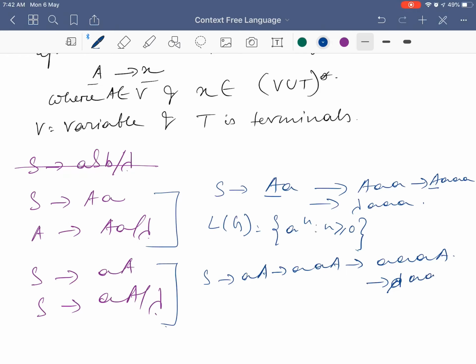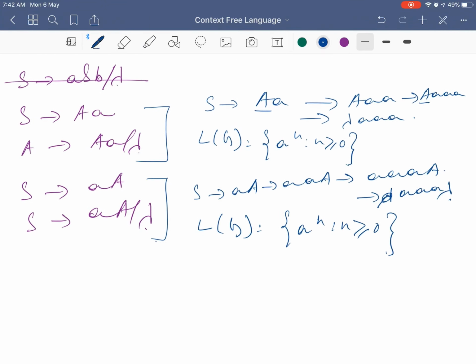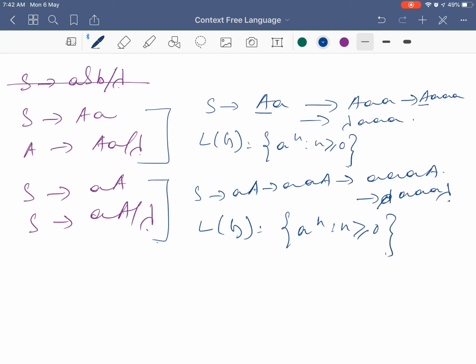Sorry, triple A, then lambda. Then L(G) equal to, the same way I can say that it must be A^n where n is greater than or equal to 0. Now, what I want to show you from these two sets of productions is that they are equivalent. Basically, they are producing the same language, that is n greater than or equal to 0, but in the first set of productions the replacement is starting from the left hand side always, and in the next set of productions the replacement is always starting from the right hand side.